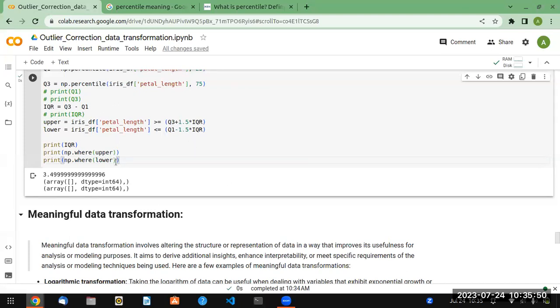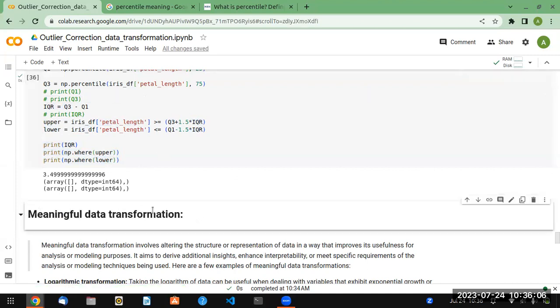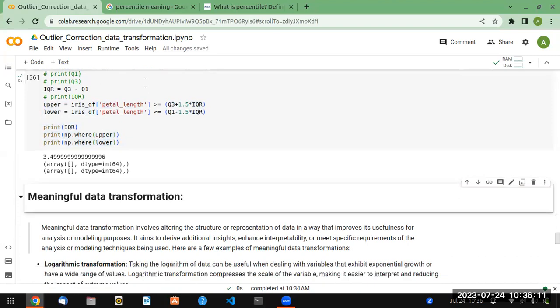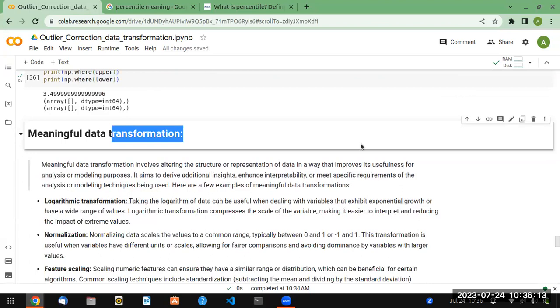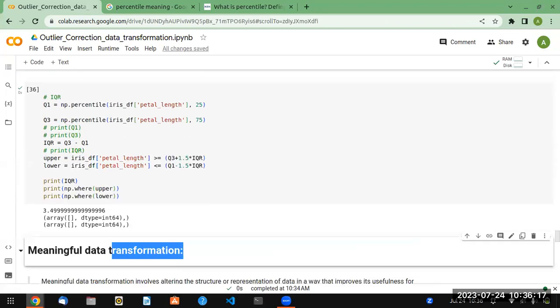Okay, any query here, outlier and all? Simple, right? Now, if you have the data set, you can do the outlier detection based on these three methods. Okay. There is another concept called meaningful data transformation, which is part of your session curriculum. We are seeing different kinds of methods to conclude the outliers.